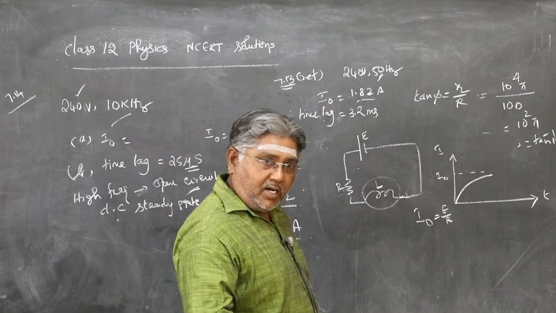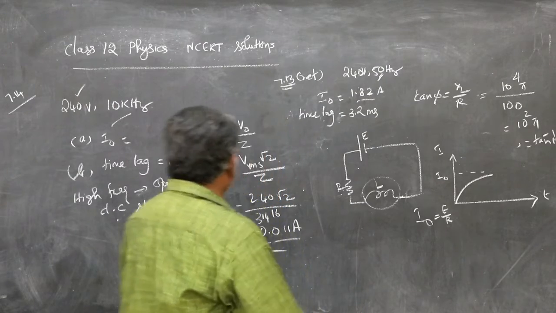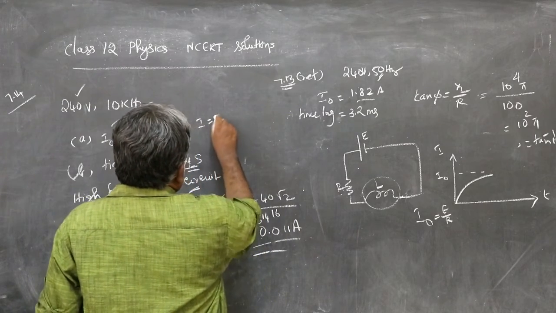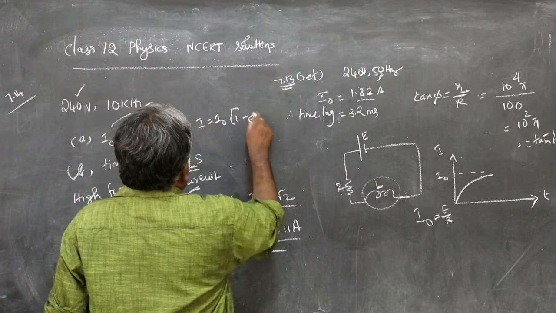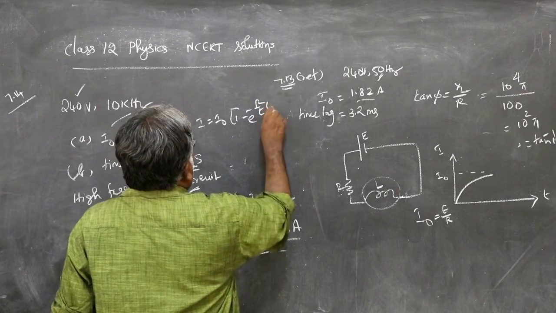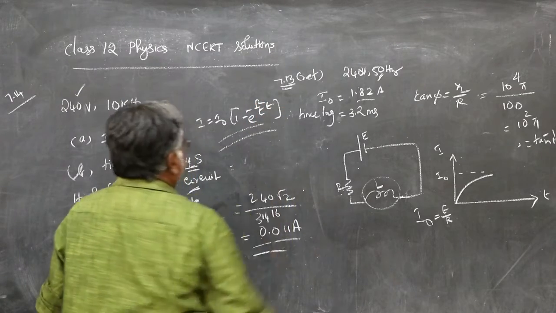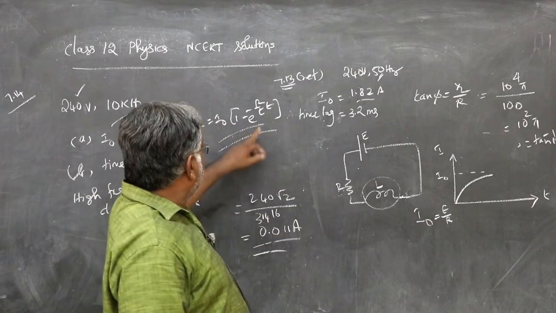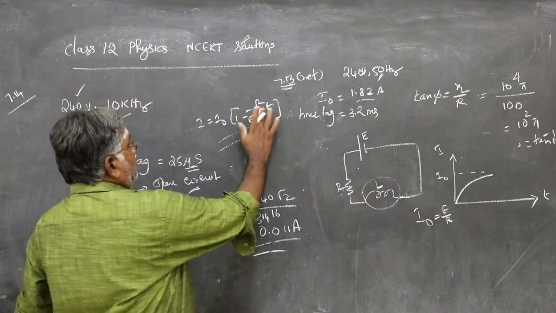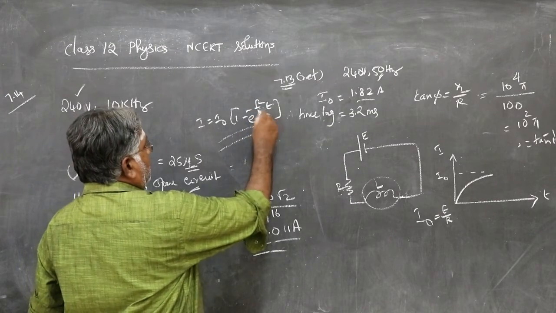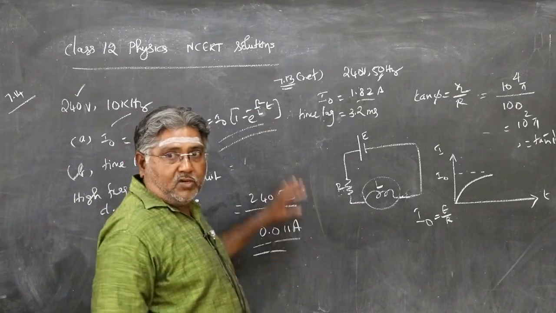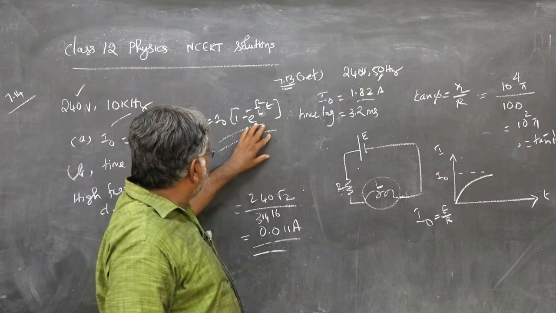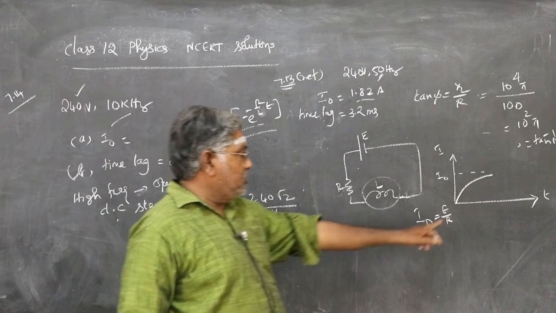What is the value of the current at any time before that? I equals I naught into one minus e power minus R by L into T. This I naught is only the final current, E by R. The term with R by L into T comes under transient current. You don't have to know the derivation. This is the current value before steady state at any instant of time.